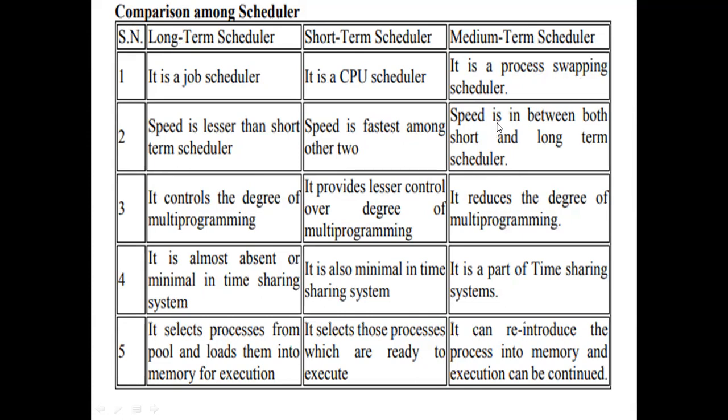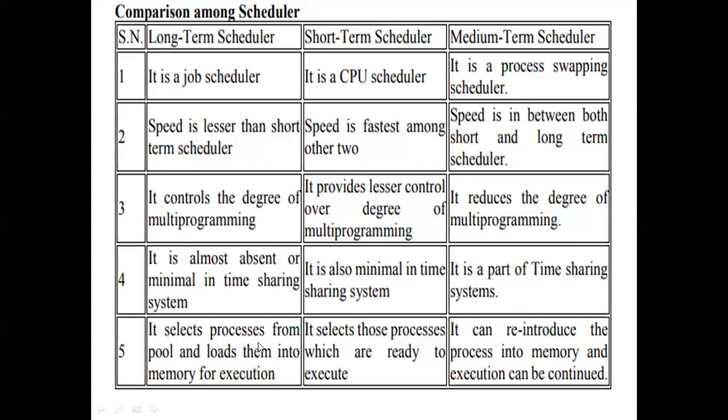The speed of the medium-term scheduler is between both the short-term and the long-term scheduler. Long-term scheduler controls the degree of multi-programming, whereas short-term scheduler provides lesser control over the degree of multi-programming. Medium-term scheduler reduces the degree of multi-programming. Long-term scheduler is almost absent in time-sharing operating systems, whereas short-term scheduler is minimal in time-sharing operating systems. Medium-term scheduler is a part of time-sharing operating systems.